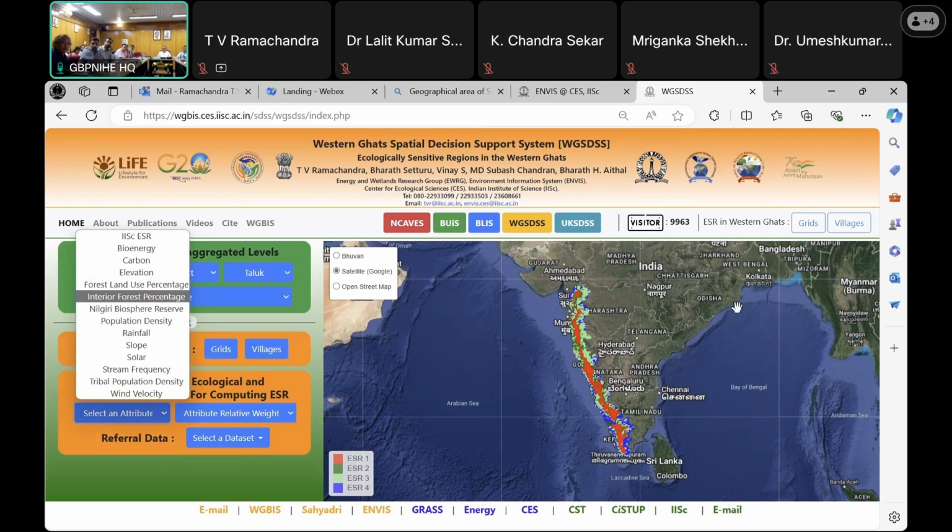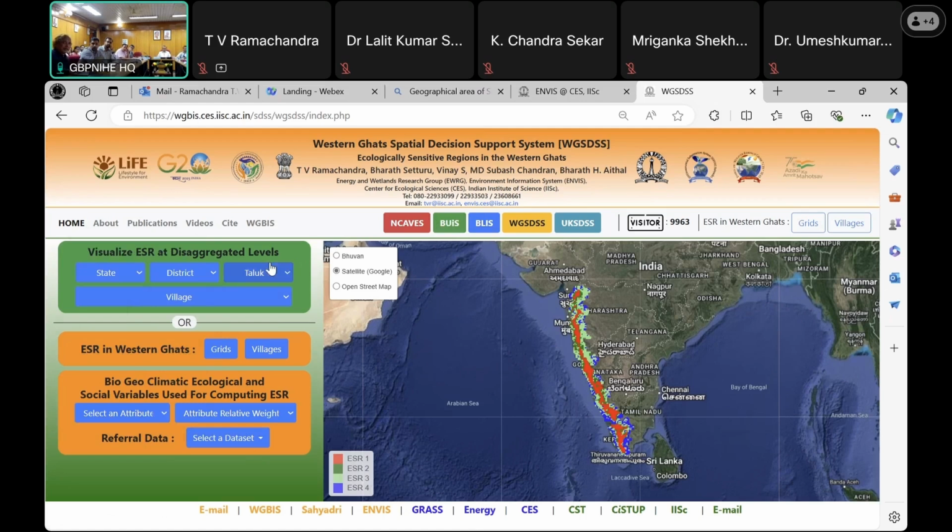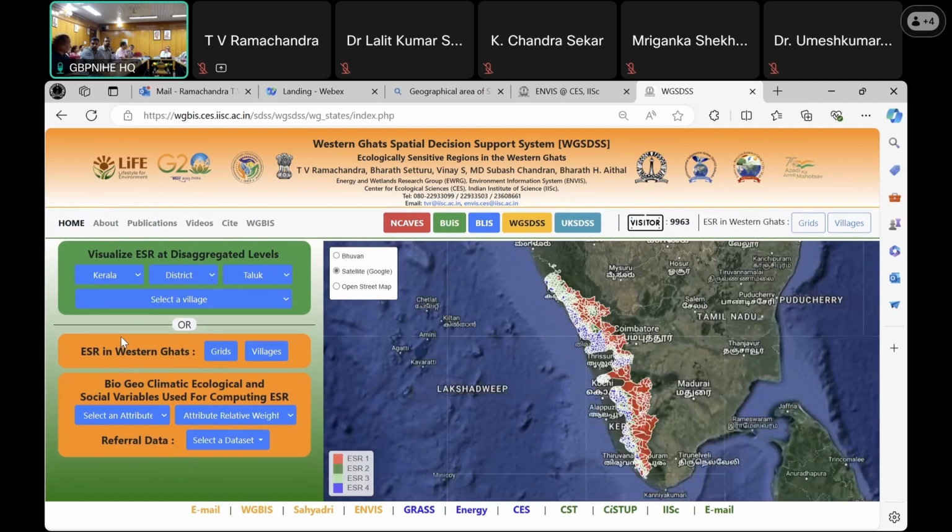Now, if you want to know which one is in your district, let me go to Karnataka or Kerala, whichever. I will take you to Kerala because it is in the news. See, now you can see that these are the villages. The red are ESR1, dark green is ESR2, light green is ESR3, and blue is ESR4. Now you know where the ecologically sensitive regions are in the entire state of Kerala.